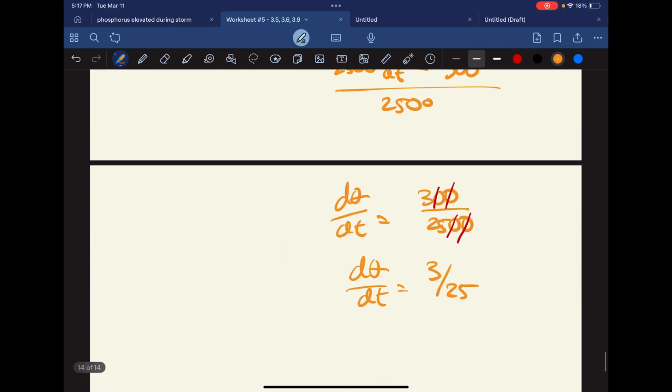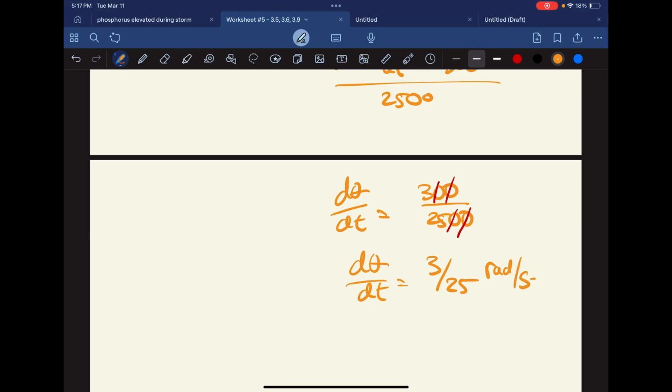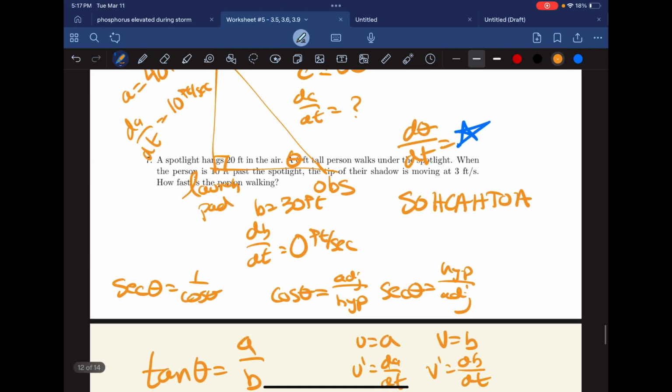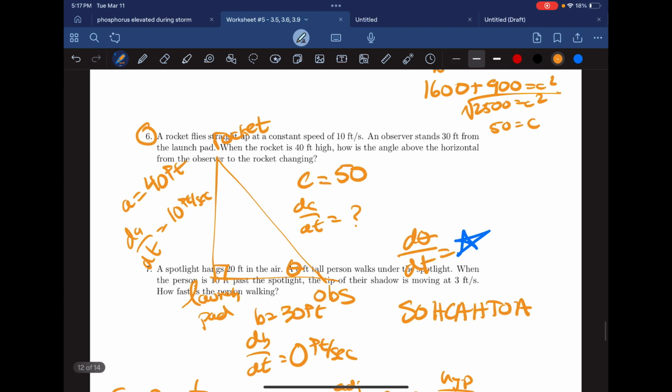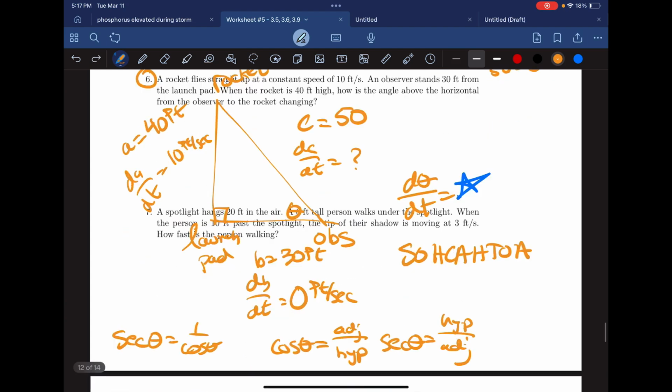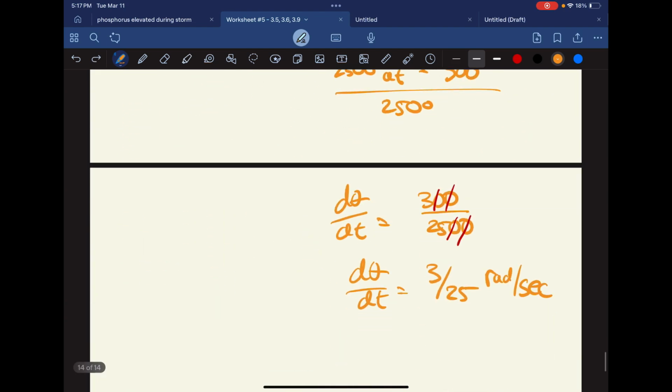For theta, it's always going to be radians per second. What's our unit of time? Second, because it's feet per second. All right, so our answer here is going to be 3/25 radians per second.